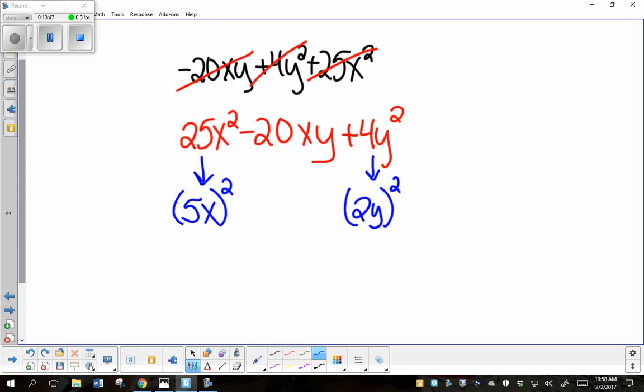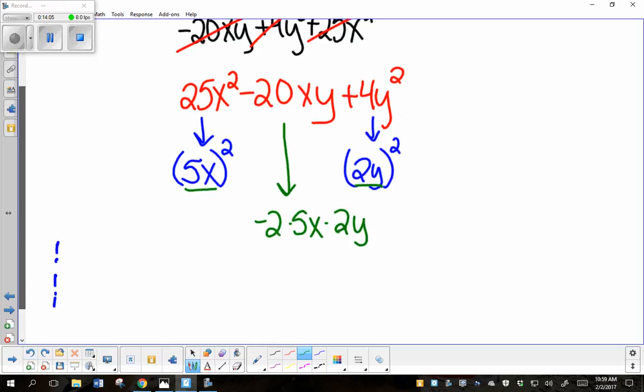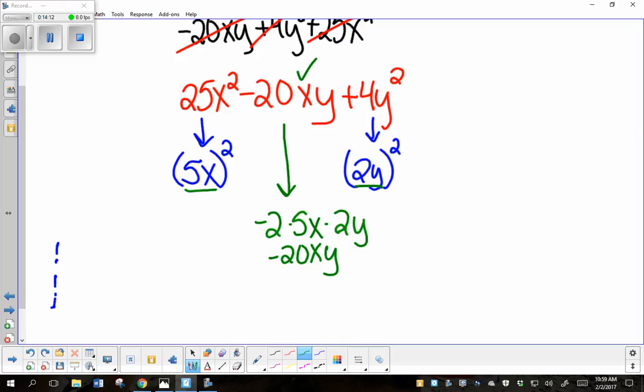So let's check if our middle term makes this work. Is our middle term negative 2, because of that negative sign, times the thing in my first parentheses, times the thing in my second parentheses? Those are the square roots of the first and third term. Well, negative 2 times 5 is negative 10, times 2 is negative 20, and I have an x and a y. That's exactly my middle term. So to factor it, I write my 5x and my 2y. I know it's going to be a minus because of that minus sign, and I square it.